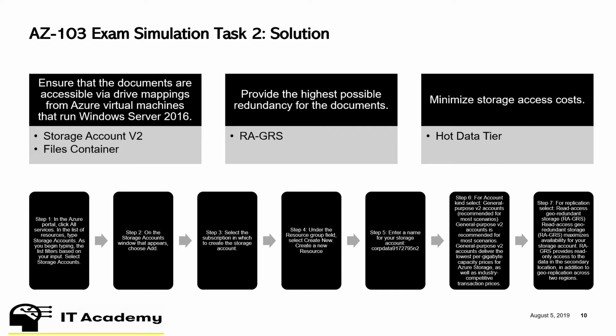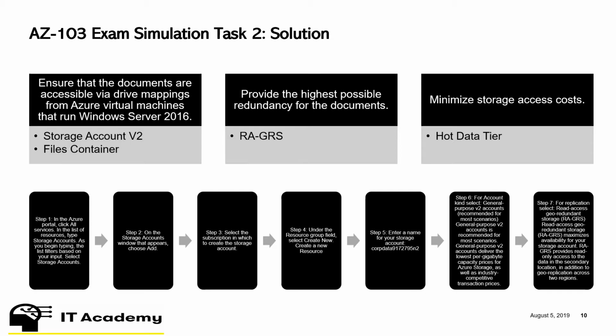The question has asked me to provide the highest possible level of redundancy for the documents. So that means I'm going to select read accessible GRS, high availability for that storage account. And finally, it's asked me to minimize storage access costs.